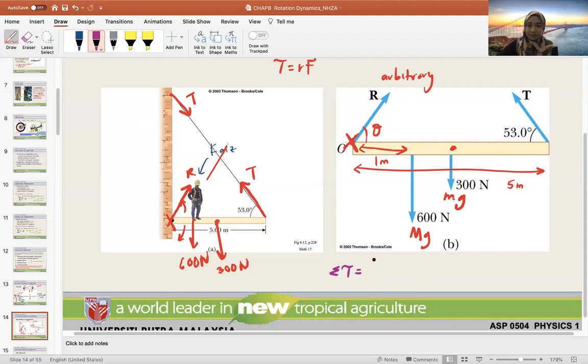0 meters. 0, yes. Which means that whatever force that you apply at the axis of rotation is useless to produce rotation. But if you want to include it in your equation, you can. So let's just do that. So R that is perpendicular to the beam is R sine theta.